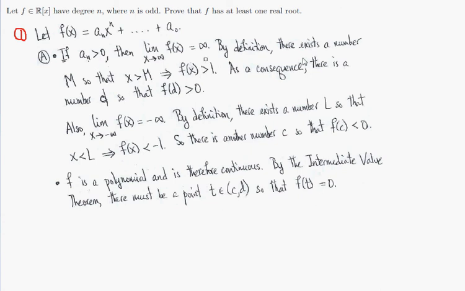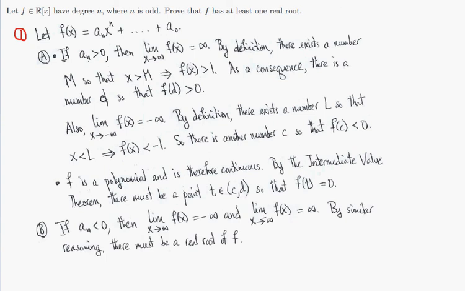Case 2 is similar. And because it's similar, I won't write out all the details. The idea is that if a sub n is less than 0, then the limit as x goes to infinity of f of x is negative infinity. And the limit of f of x as x goes to negative infinity is equal to plus infinity. So by similar reasoning, there must be a real root. The difference, of course, would be that in the first statement you'd find a number that has a negative value, and in the second statement you find a number that has a positive value, and there must be a value that's equal to 0 in between.